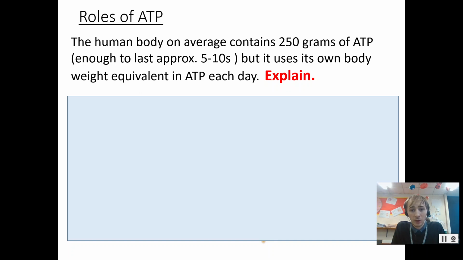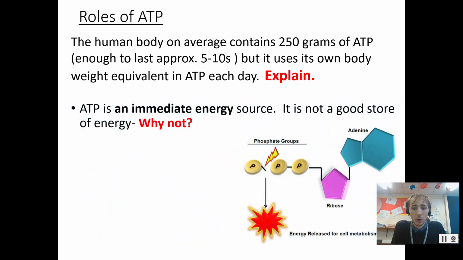Well, the answer is that you are constantly making it. In fact, it is an immediate energy source. You can't store it for long periods of time. And why not? Well, hopefully you're thinking back to the slide we did earlier where we talked about how it's a very unstable molecule. That bond is very easily broken. It doesn't require much energy at all. And so it fairly much spontaneously breaks down of its own accord pretty quickly.